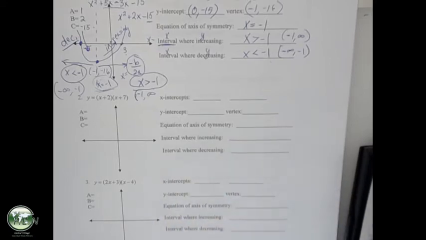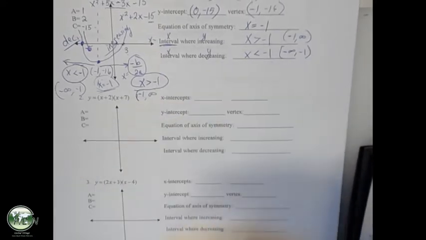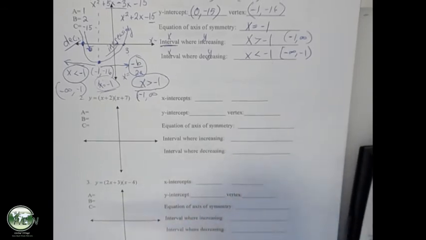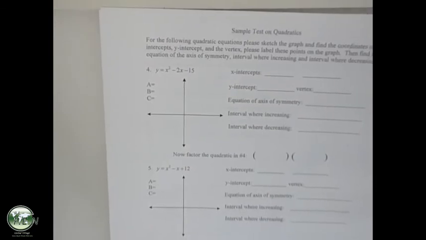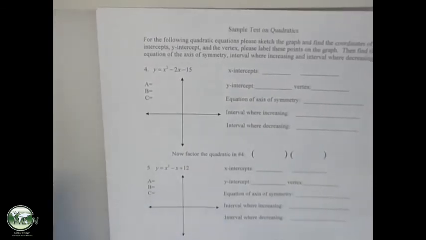Okay, so far so good? Okay, so this page, same type of thing, FOIL them out, put the A's, B's, and C's, and go through the same process. And then we get to this side, and these ones we don't need to FOIL out, do we? Okay.